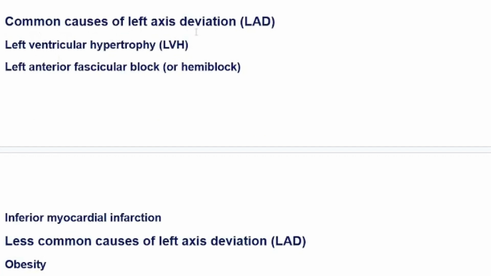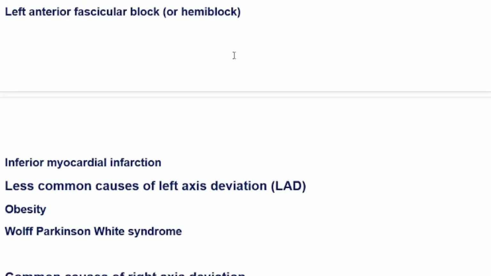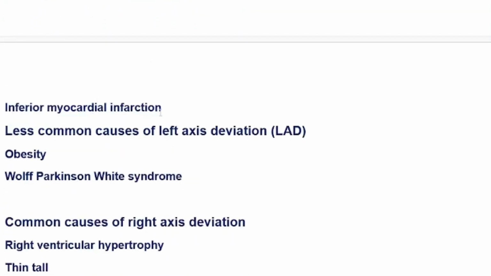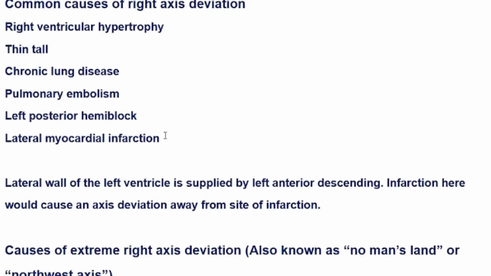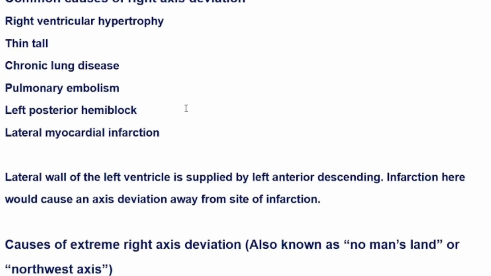Common causes of left axis deviation, or LAD: first, left ventricular hypertrophy or LVH, left anterior fascicular block or hemiblock, and inferior myocardial infarction. Less common causes of left axis deviation are obesity and Wolff-Parkinson-White syndrome. Common causes of right axis deviation: right ventricular hypertrophy, a thin, tall person, chronic lung disease, pulmonary embolism, left posterior hemiblock, and lateral myocardial infarction.